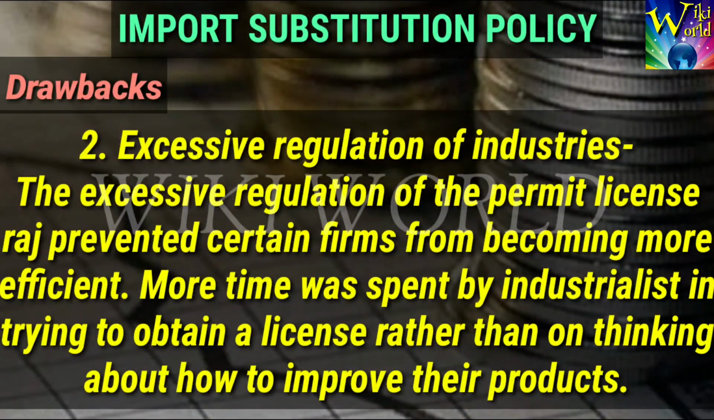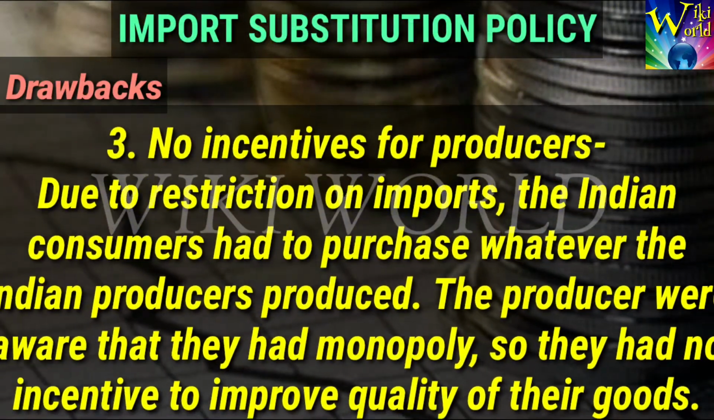Second, excessive regulation of industries. The excessive regulation of the permit license Raj prevented certain firms from becoming more efficient. More time was spent by industrialists in trying to obtain a license rather than on thinking about how to improve their product.